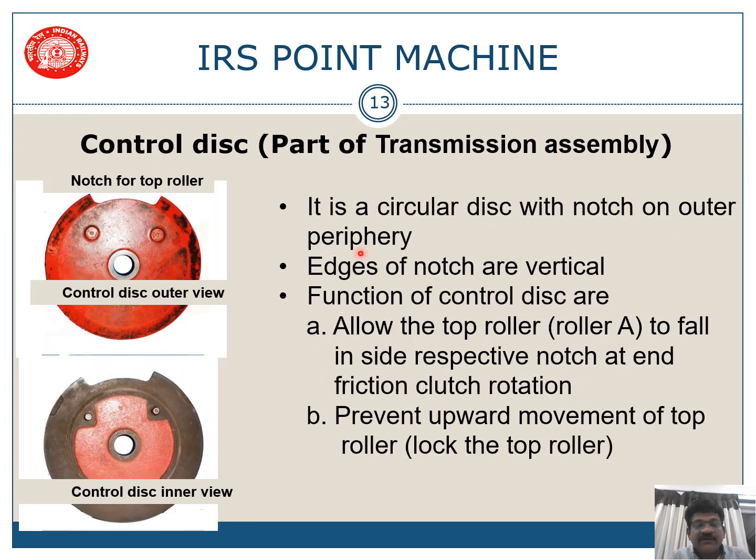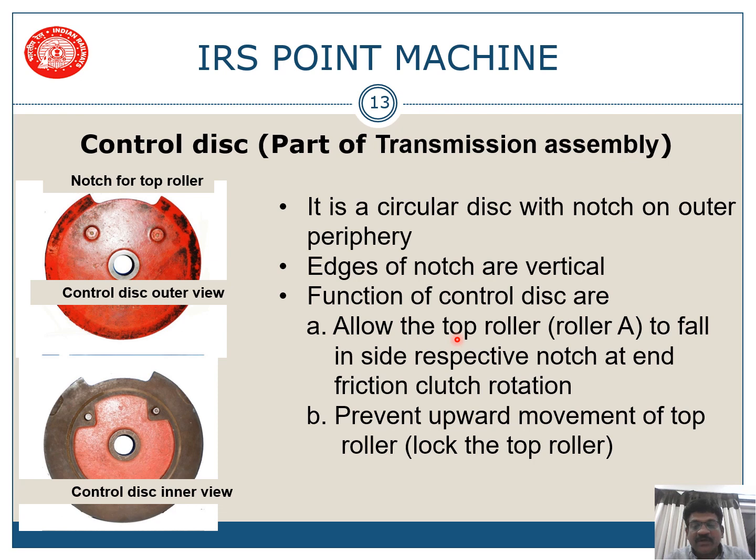Now this is your control disc. It is a control disc with notch on outer periphery. Edges of the notch are vertical. So this is vertical. इसके पहले आप जो देखे थे लिफ्ट आउट डिस्क उसका slanting था, but this one is vertical. The roller comes and falls directly with pressure. What are the functions of the control disc?